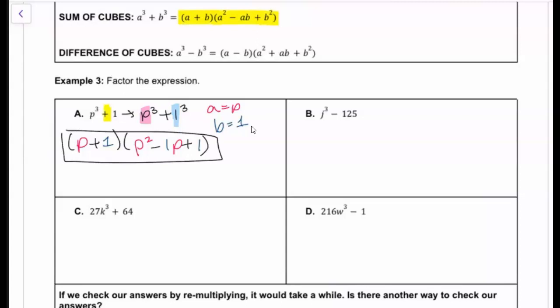And once again, that's it. That's your answer. The main part is identifying what your A and B is and then just plugging them into this expression. Sometimes you'll have to simplify, but for the most part, that's all you have to do.